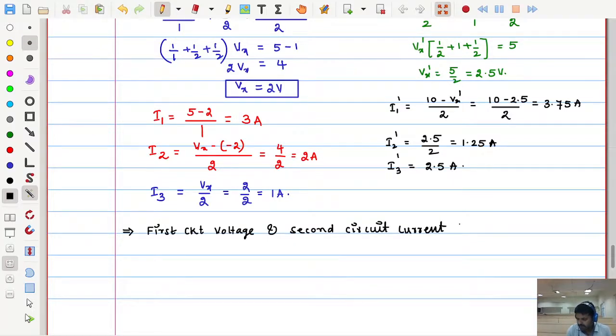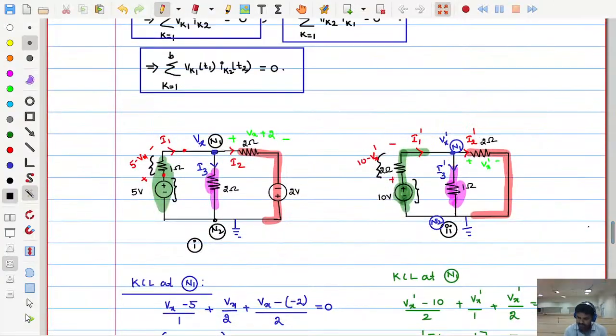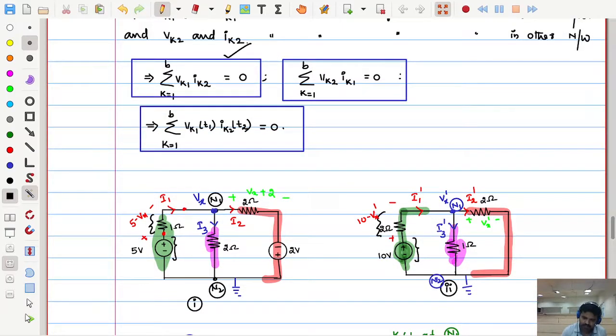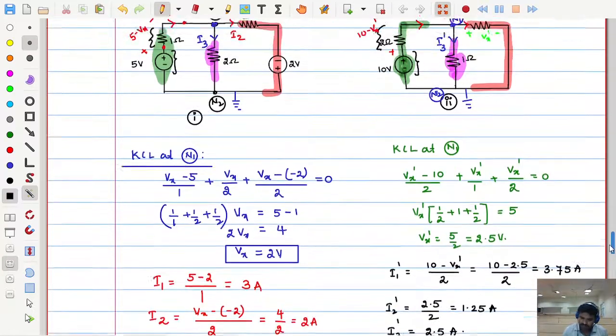What I am doing, the circuit structure remains the same. See, both circuits have the same structure. That's why I am taking first circuit voltages and second circuit currents like this. I want to see whether adding all the powers gives 0 or not, that I want to check. Okay, so let me take.